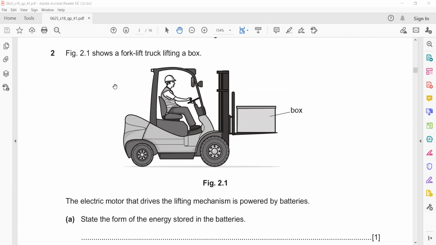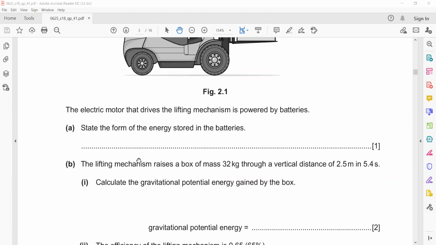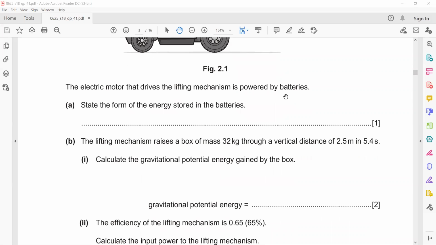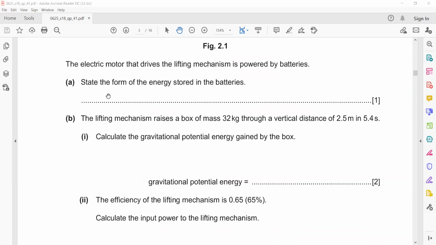The next question, figure 2.1 shows a forklift truck lifting a box. You can also participate. You can use the chat to mention the answers. I'm discussing the whole paper. This one is May June 2018, paper 4, variant 1. The electric motor driving the lifting mechanism is powered by the batteries. State the form of energy stored in the battery. So which form of energy is stored in the battery? They have chemical energy.